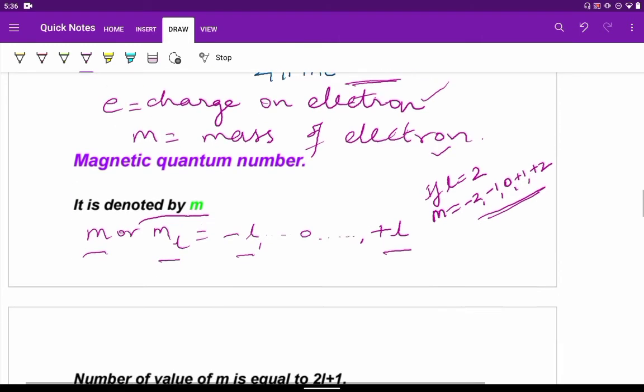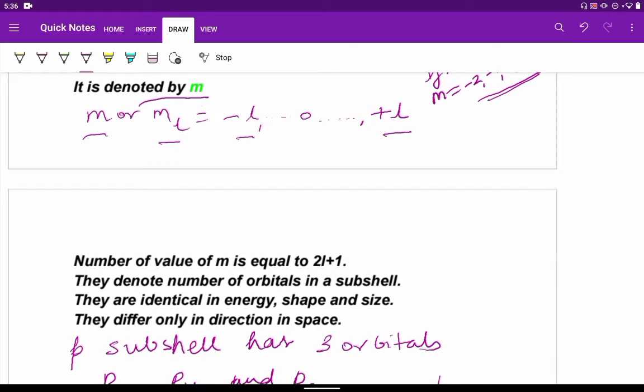So m tells us the direction in space. As you have just seen, the total number of values of m will be equal to 2l plus 1. When l equal to 2, the number of values of m will be equal to 2 into 2 plus 1, that is 4 plus 1 equal to 5. There are 5 values: minus 2, minus 1, 0, plus 1 and plus 2. So 2l plus 1 gives the number of values of m. This quantum number helps us to denote the number of orbitals in a subshell.